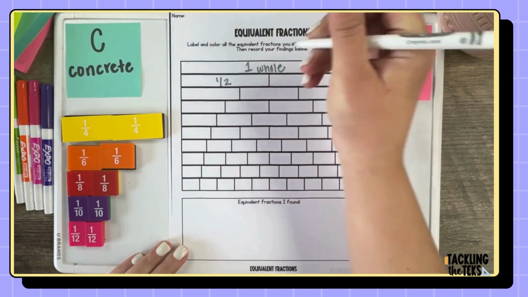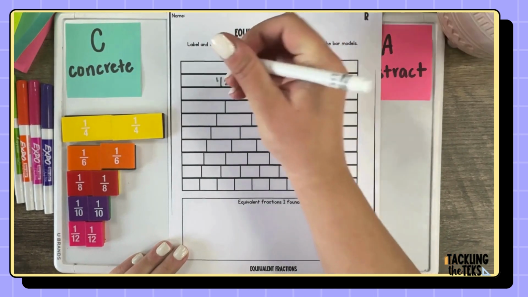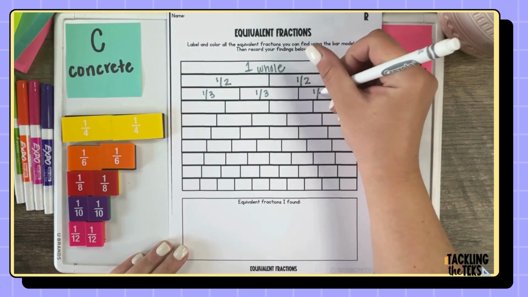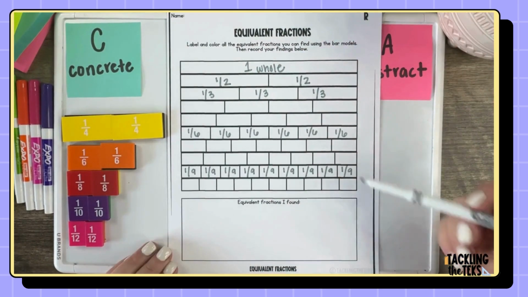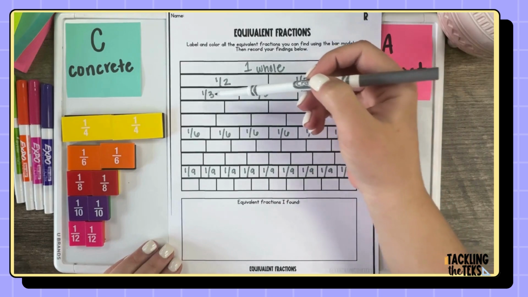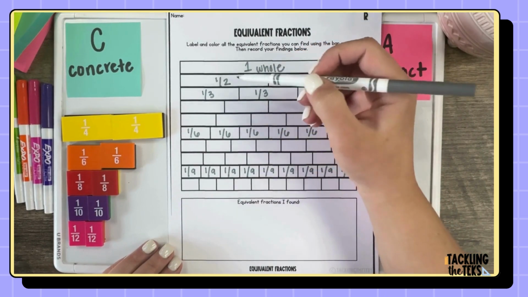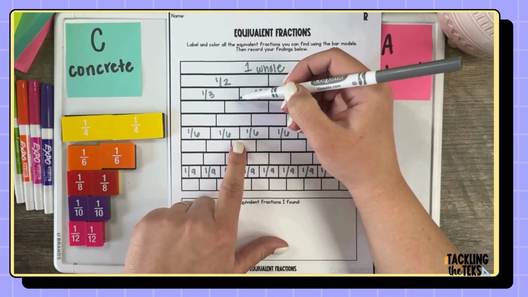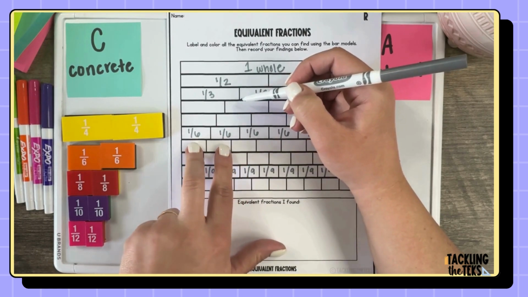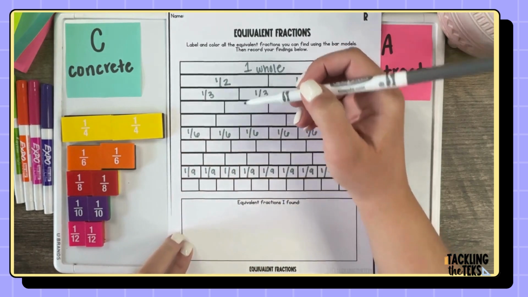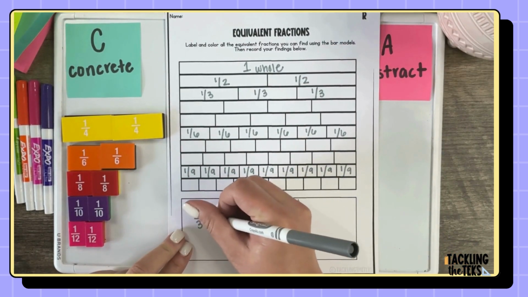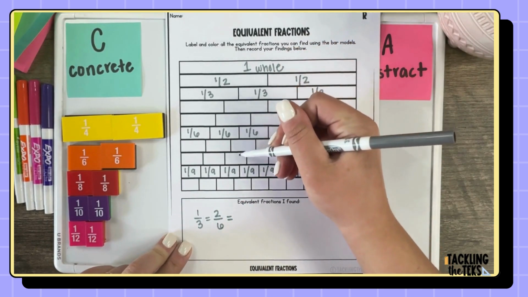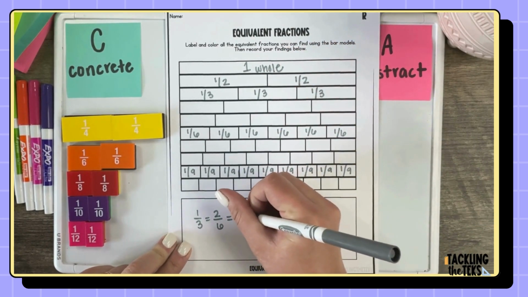and have them fill in each fraction bar with the unit fraction. I went ahead and filled in just a few. So here I can see I have 1/3 here. And if I look at this line and I just follow it down towards my other fractions, I can see that 1/3 is equivalent to 2/6. And it's also equivalent to 3/9.